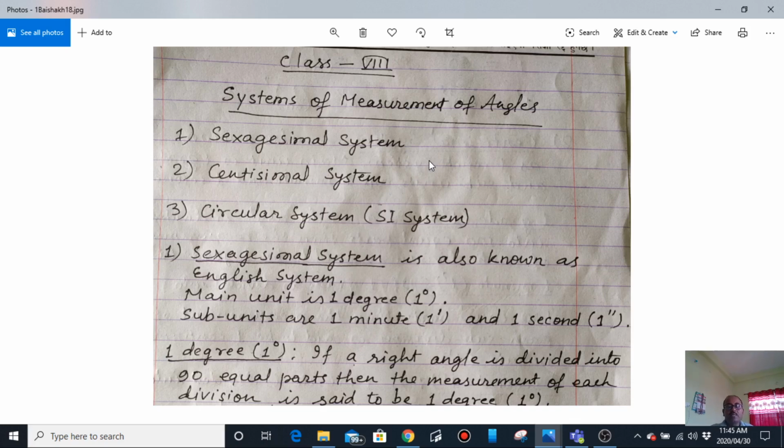In my last class, I had started trigonometry, and the first lesson of trigonometry is the system of measurement of angles. In last class, I had given the definition of what is an angle, what we mean by adjacent angles, and then what is a right angle. So those topics are quite essential.